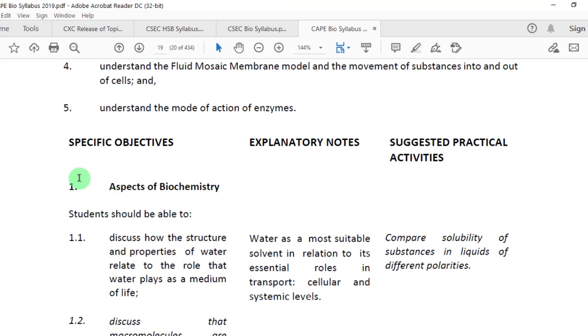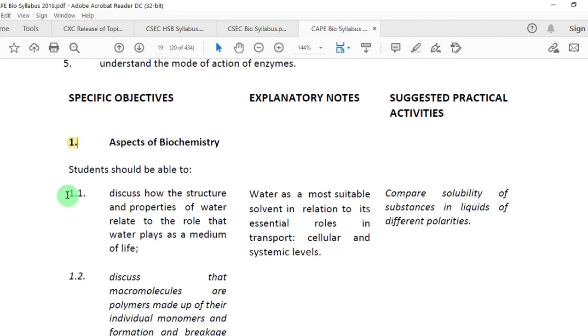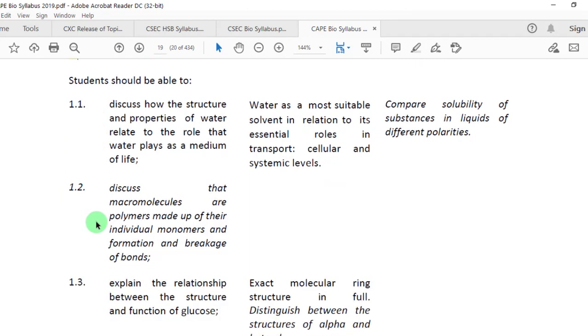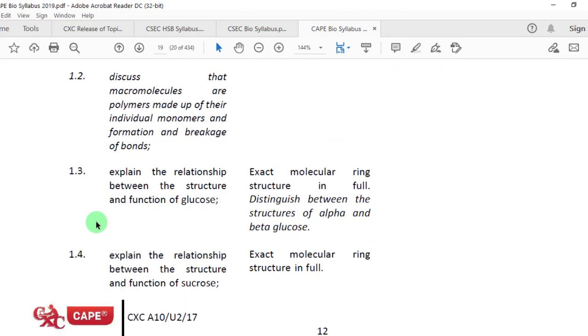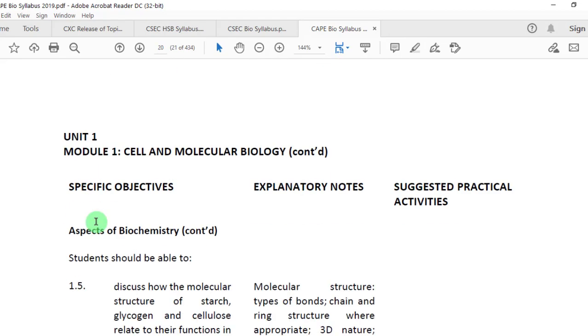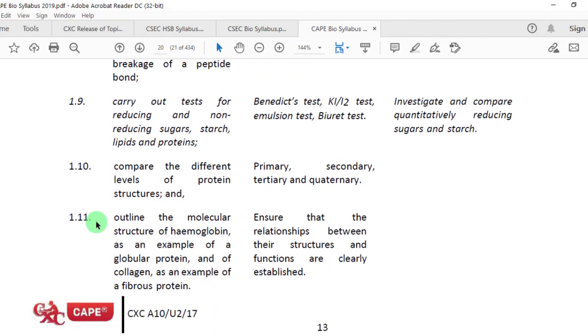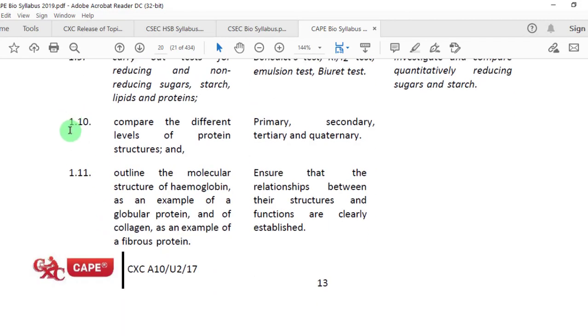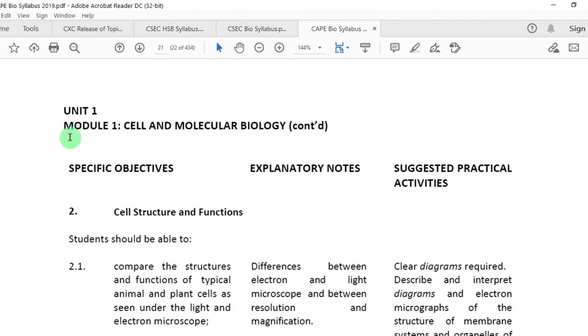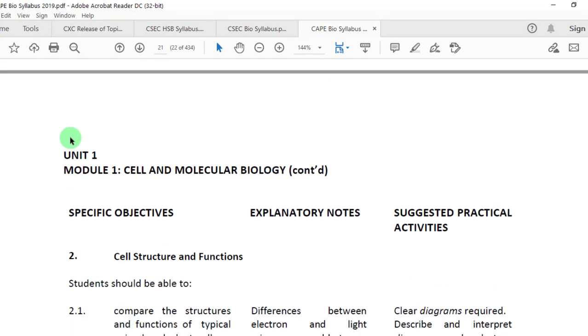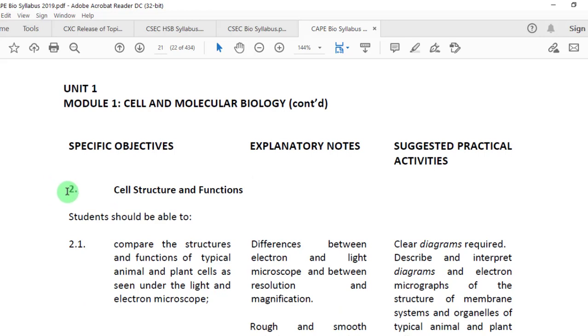So we have aspects of biochemistry, word for word, from the list of topics. So essentially, any and everything in part 1, in subsection 1, any objective that has 1 point whatever, you have to study that for the exam. So 1.2, 1.3, etc. So basically everything to do with your biomolecules, right? Your food tests as well, everything. Proteins, everything, okay?